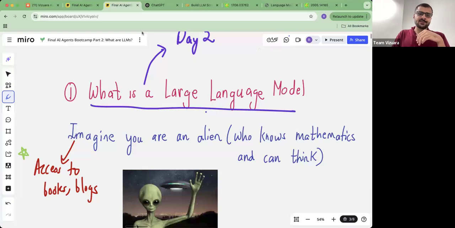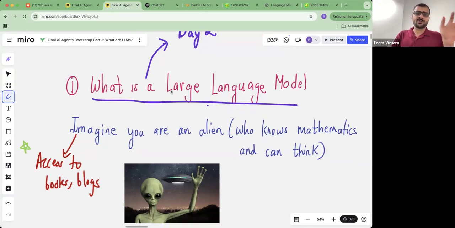The reason we are covering this topic is, if you remember from last lecture, we saw that LLMs or large language models are the brain of how agents actually operate. And without understanding LLMs, understanding agents is impossible. So that's the main goal of today's lecture. After today's lecture, I hope all of you have an intuitive understanding of what large language models are.